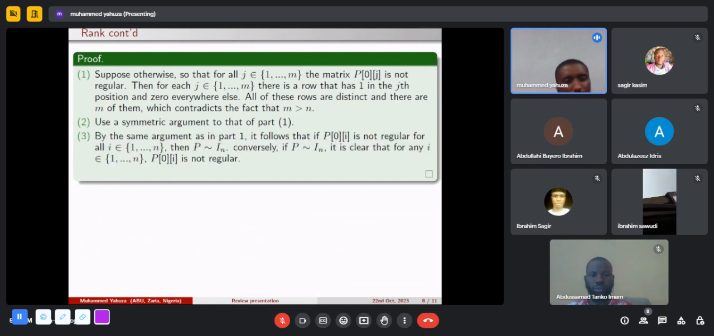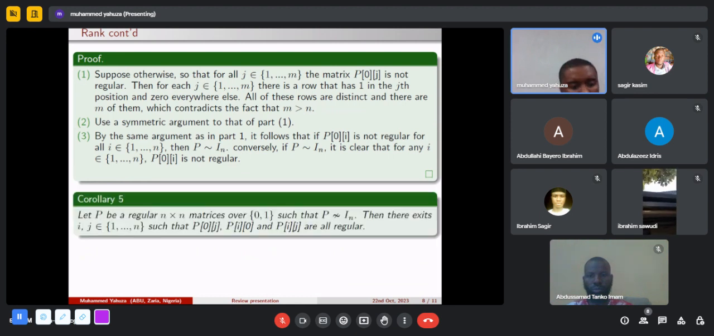And three, by the same argument as in part one, it follows that if P of 0i is not regular for all i belonging to 1 to n, then it means P is equivalent to the identity matrix. Conversely, if P is equivalent to In, it's clear that for any i in this set, P of 0i is not regular. So this issue of P equivalent over 0i is key here. So for you to prove this, P must be equivalent to the identity matrix In.